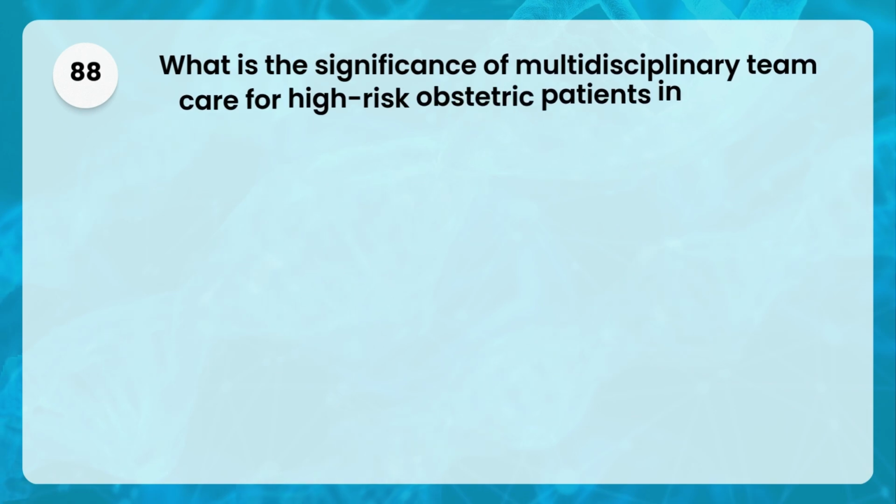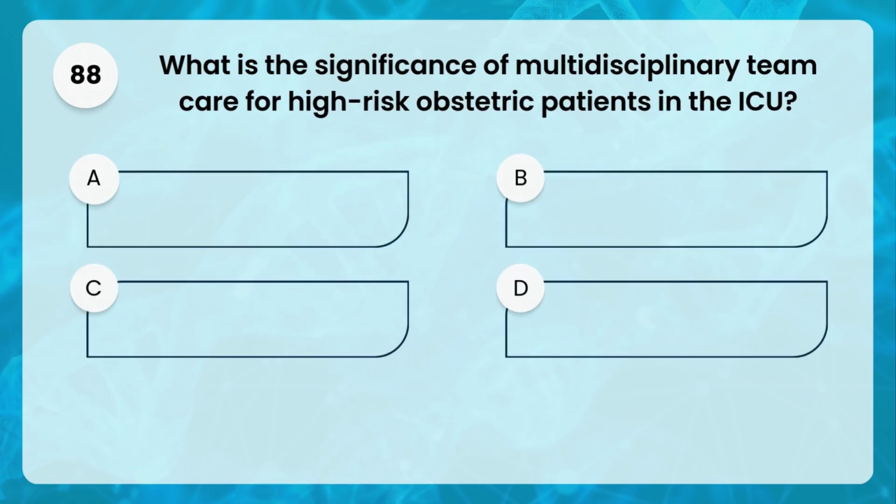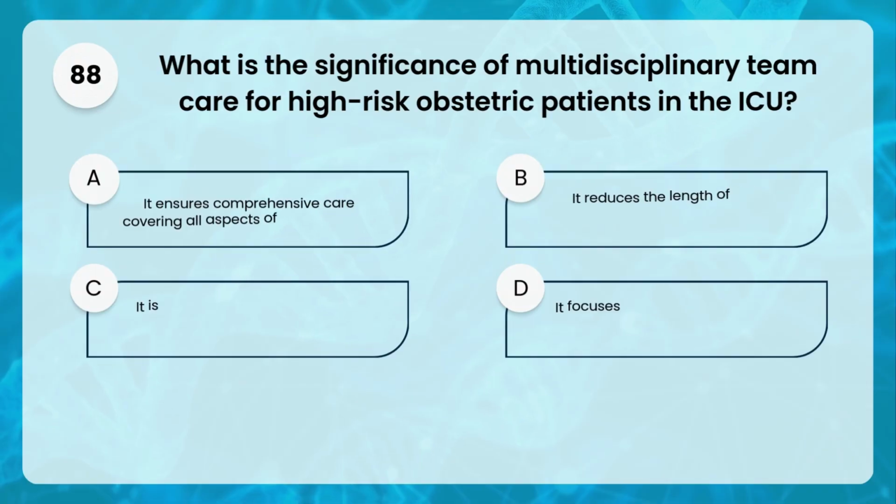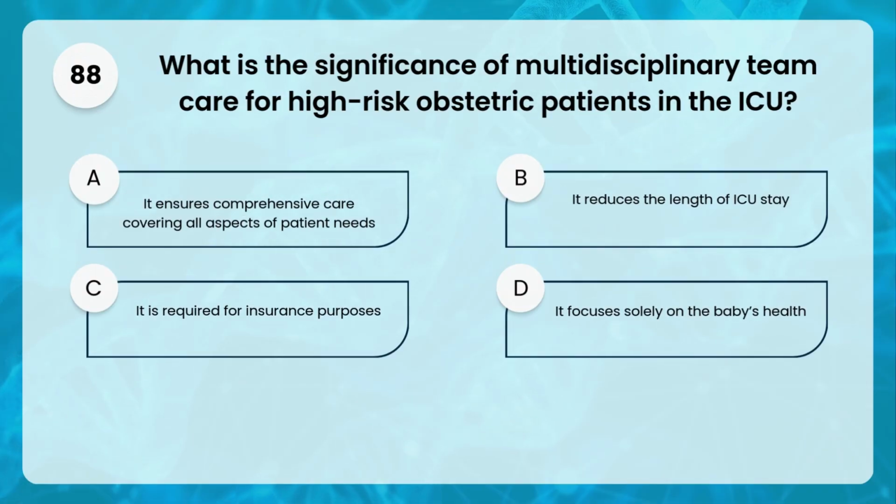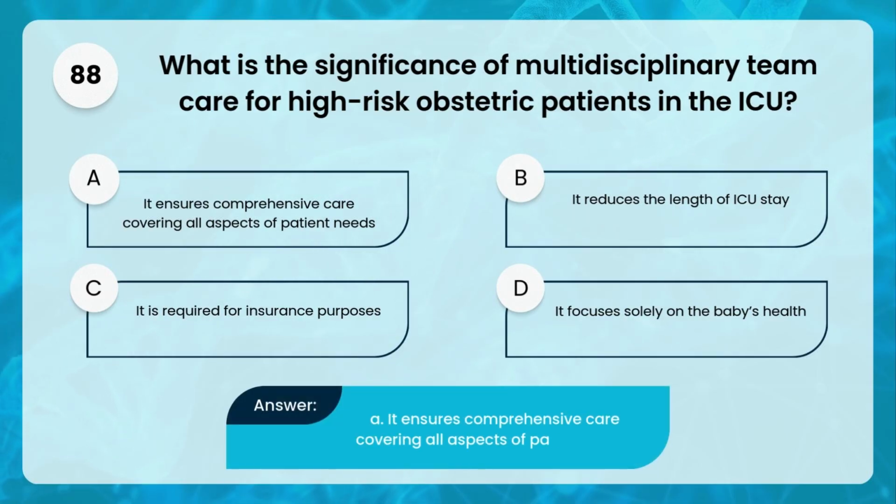88. What is the significance of multidisciplinary team care for high-risk obstetric patients in the ICU? A. It ensures comprehensive care covering all aspects of patient needs. B. It reduces the length of ICU stay. C. It is required for insurance purposes. Or D. It focuses solely on the baby's health. The answer is A. It ensures comprehensive care covering all aspects of patients' needs.